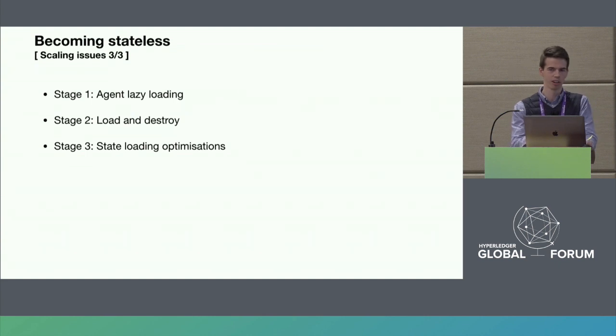In the second stage, we would like to make it more stateless. So we will start loading the agents on demand. Whenever there's an incoming request for a certain agent, we can load up the necessary state. And after we do a state update, we can free this data from memory and keep it in the database. And the third stage will probably consist of some optimization to make this load and destroy quicker.